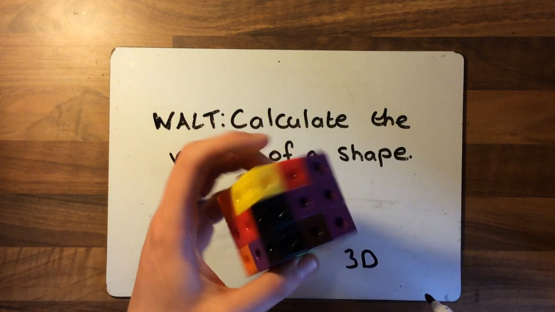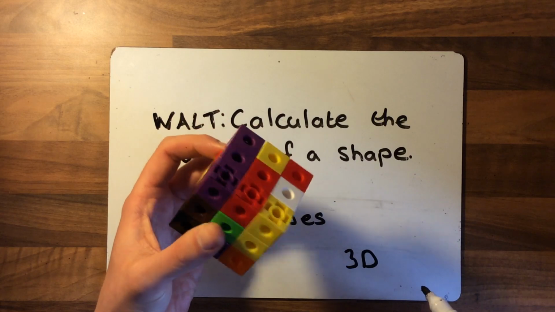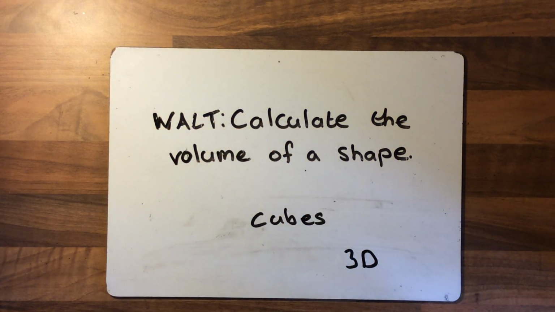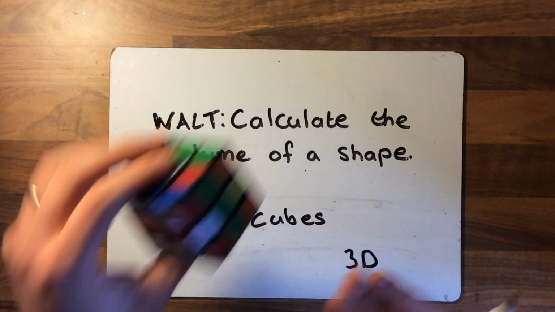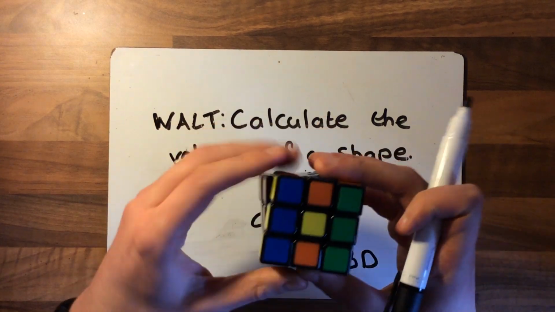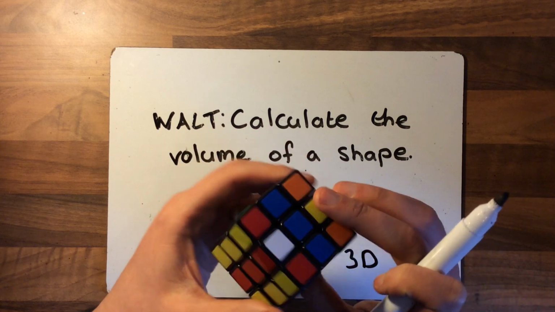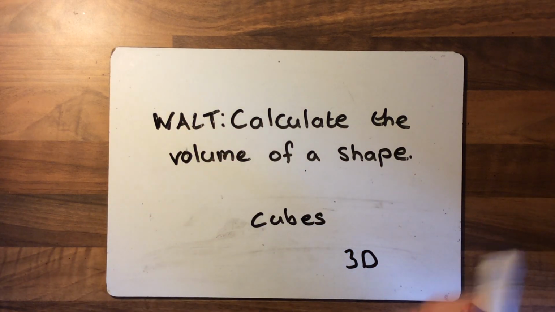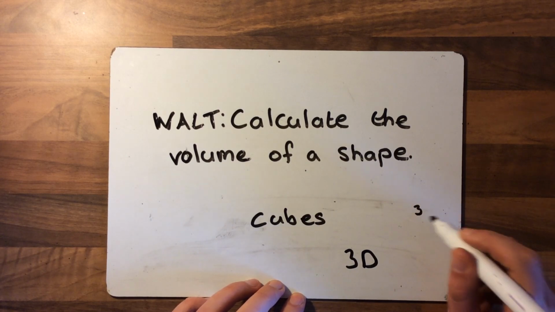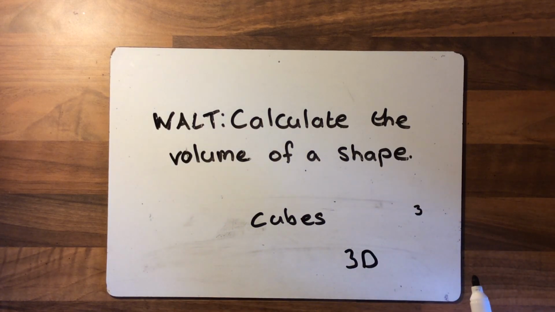similar to this, a 3D shape. I've also got a Rubik's Cube here. A Rubik's Cube is a really good example of this, how many individual cubes are there within that shape. So remembering that also the unit of measurement that we use is the cube symbol, because of that, the number of cubes within a shape.